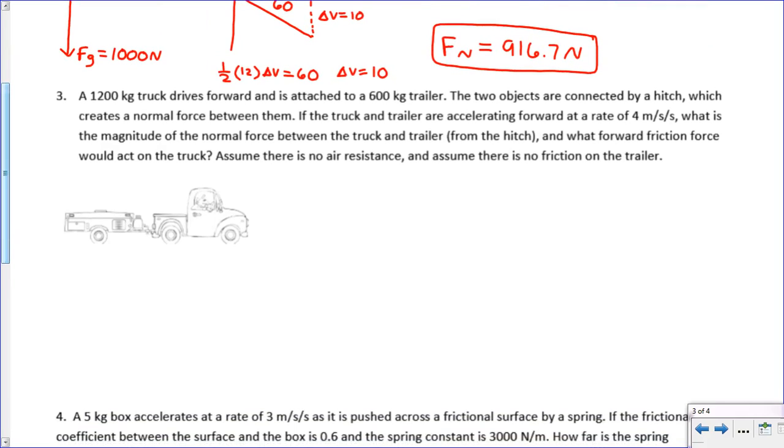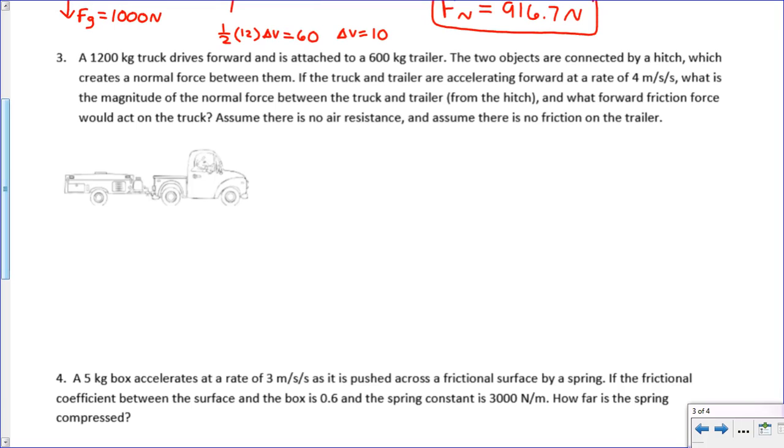Problem number 3 here is a multi-bodied problem. So the key here is that there are two different objects that we're interested in, and I ask you for a force between them. That kind of gives you a clue that I might be talking about a multi-bodied problem. And so what we're going to do here is try and create FBDs for both of them and fill out what information we can. So I'm going to start off with the trailer.